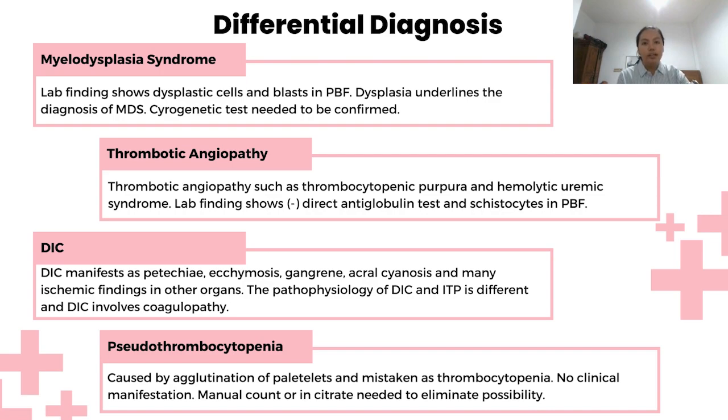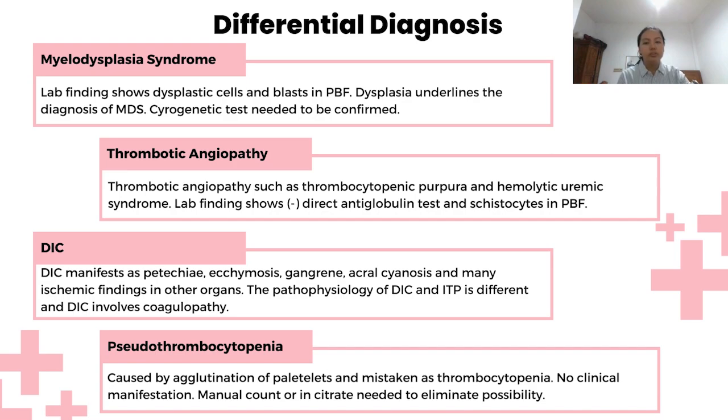Next is DIC, which manifests as petechiae, ecchymosis, gangrene, acrocyanosis, and other ischemic findings in other organs. But the pathophysiology of DIC and ITP is very different, and DIC involves coagulopathy.